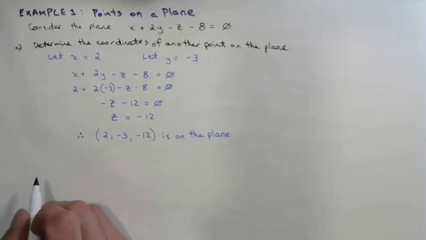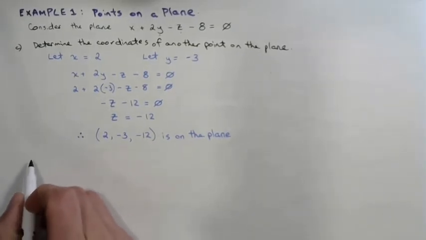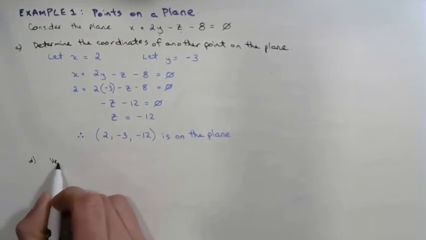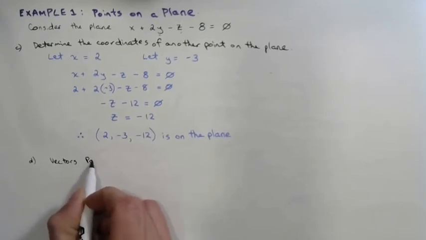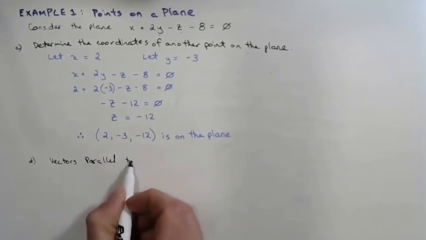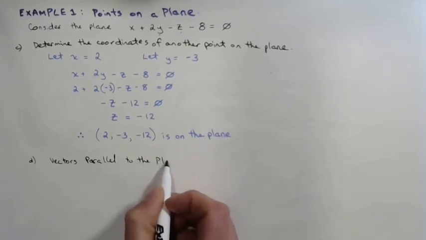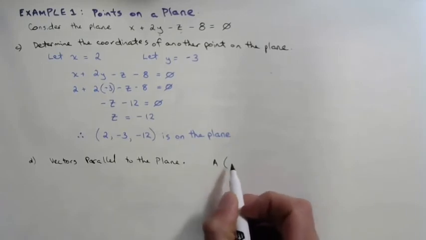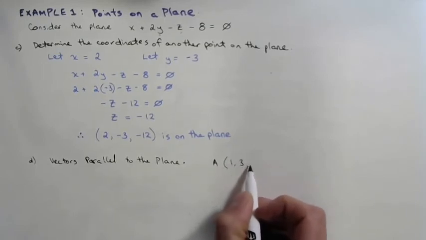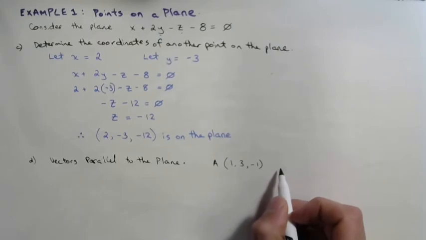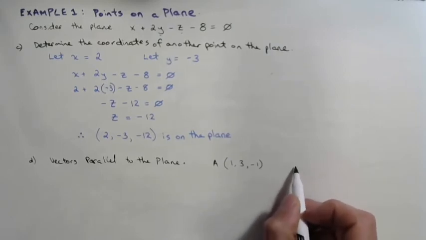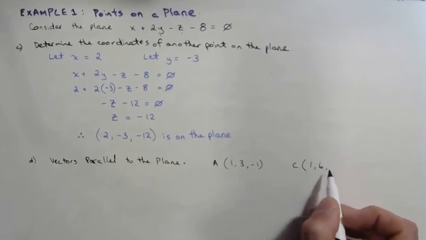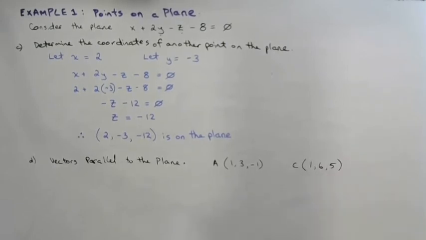In part D, we're going to write two vectors that are parallel to the plane. In order to do this, we need a bit more information. So we actually had these points given to us at the beginning. Point 1, 3, -1 was point A, which we determined was on the plane. And then I did B, which was not on the plane, but point C was also on the plane. Point 1, 6, 5 is on the plane.